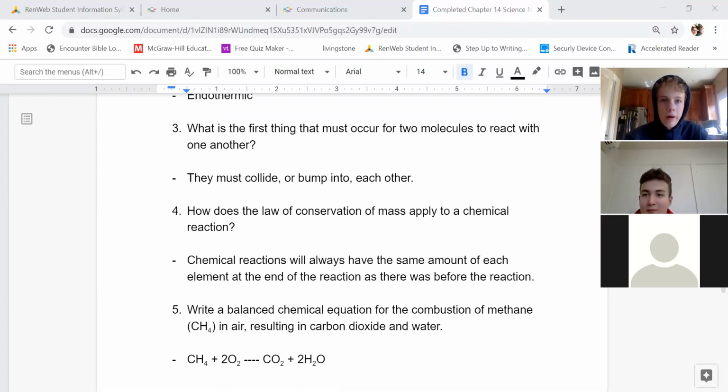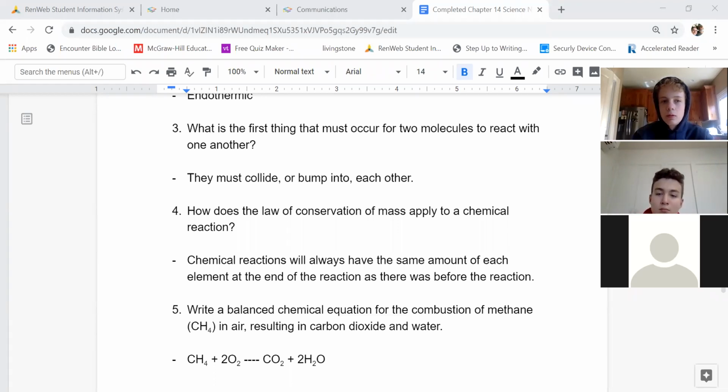All right. Then number 4, how does the law of conservation of mass apply to a chemical reaction? Chemical reactions will always have the same amount of each element at one end of the reaction as on the other. So when you have your reaction with your things plus other things on one side, you're going to have the same amount of carbon atoms, the same amount of oxygen atoms. You kind of have to count and make sure that you've got everything all balanced.